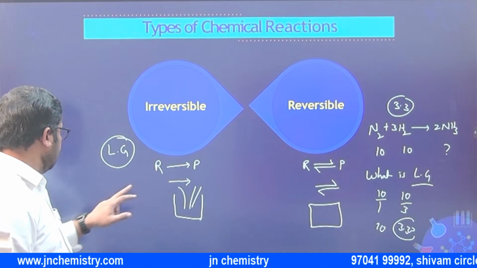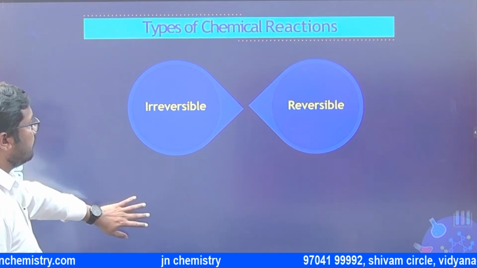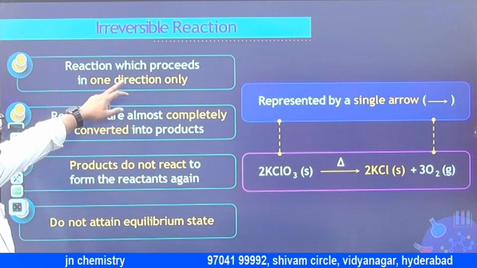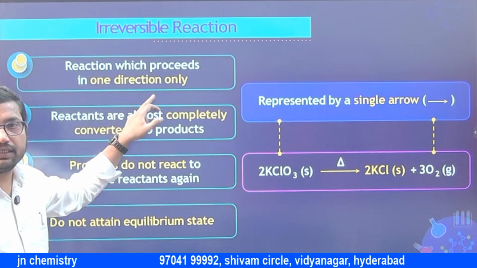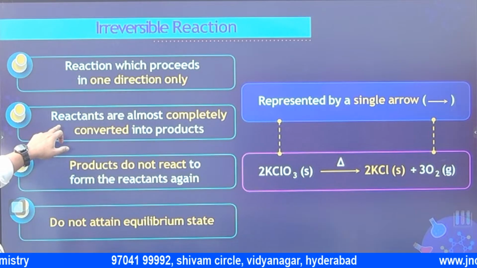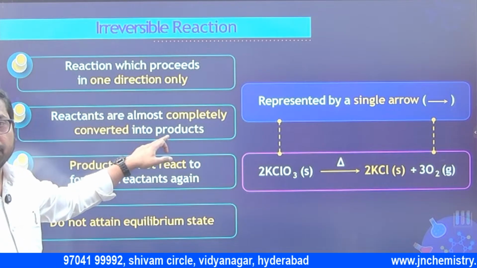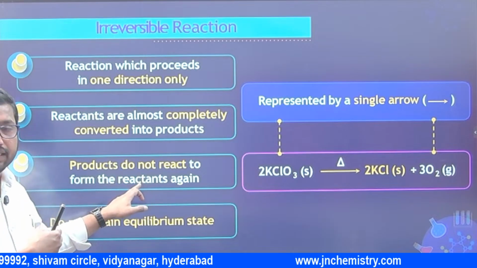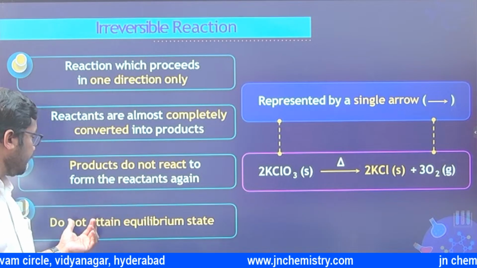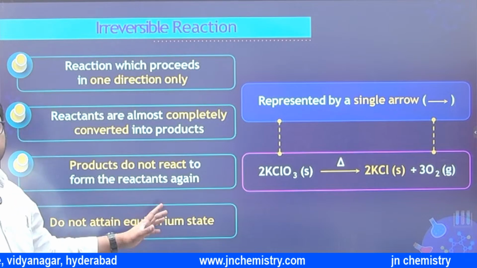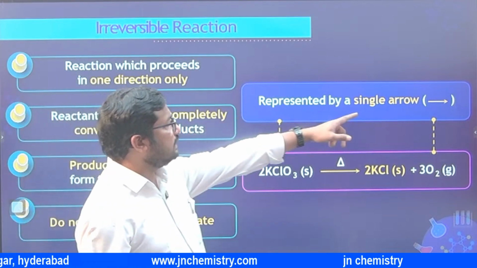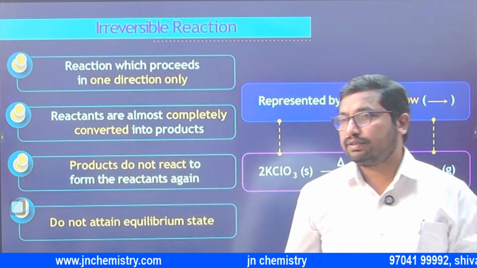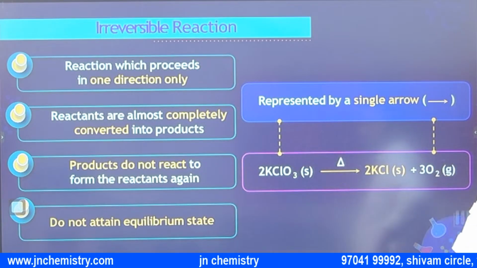Okay, so we'll discuss the points one by one. In irreversible cases, reactions proceed in one direction only, meaning reactant is converting into product. Reactants almost completely convert into products. Products do not react to form the reactant again, meaning backward reactions won't take place. They do not attain an equilibrium state. They are represented by a single arrow. Just write these points, 1, 2, 3, 4.